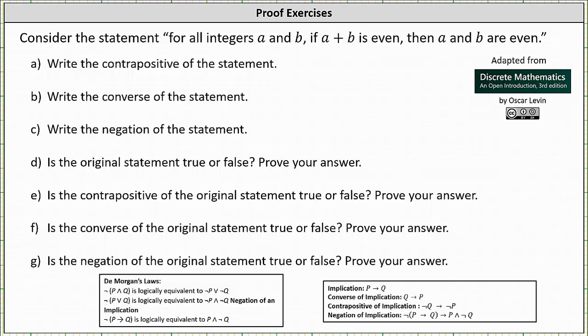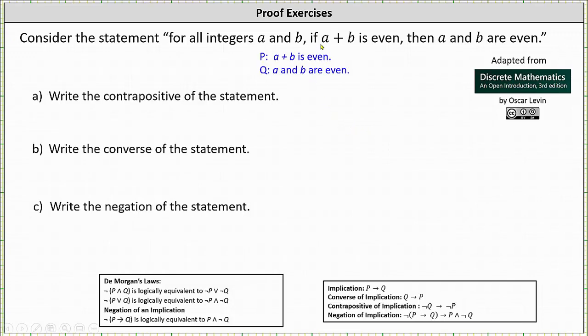Welcome to a proof exercise in which we are given the statement: for all integers a and b, if a plus b is even, then a and b are even. We're asked to determine the contrapositive, converse, and negation of the given statement, then determine whether the original statement, the contrapositive, converse, and negation are true or false, and then provide a proof. Let's go ahead and get started.